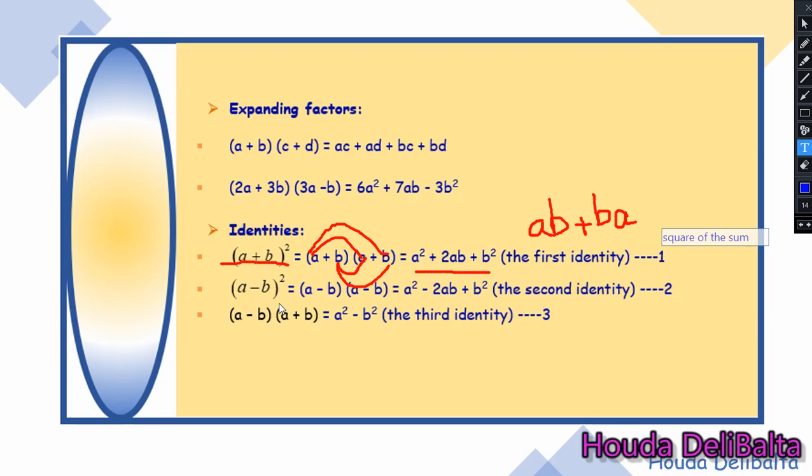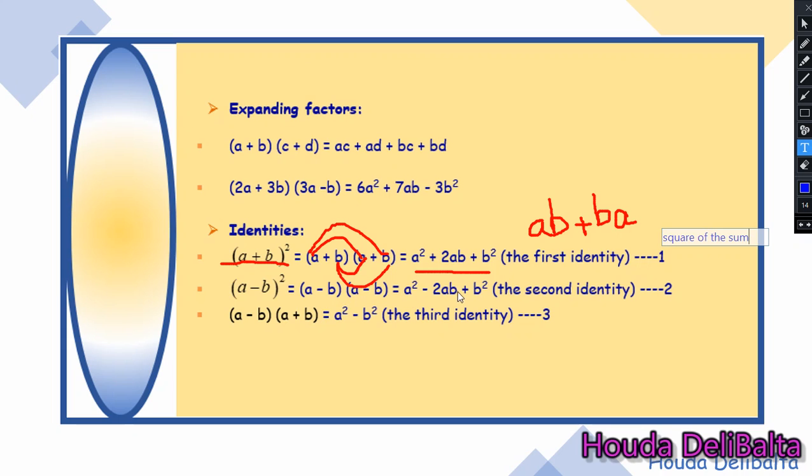Now here is the second identity. It's similar to that one, but in the middle, the sign is minus. So I'm going to expand a minus b squared. It's like expanding a minus b times a minus b again. A times a is a squared. A times minus b is minus ab. Minus b times a is minus ab, the same as this one. And minus b times minus b is plus b squared.